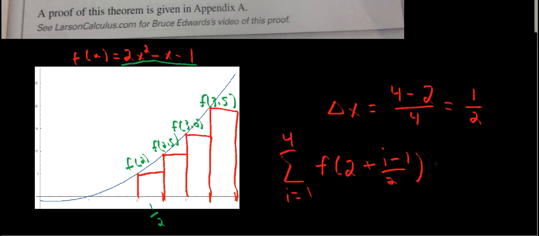And we still need our width in there, because remember, area of a rectangle is base times height. We have our height. Well, our base is 1/2. So f evaluated at this function, times 1/2, will give us the area of each rectangle as I goes from 1 to 4.